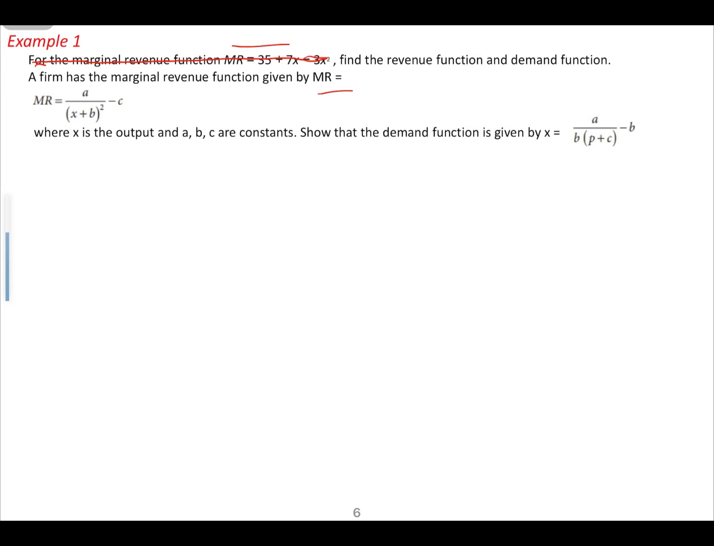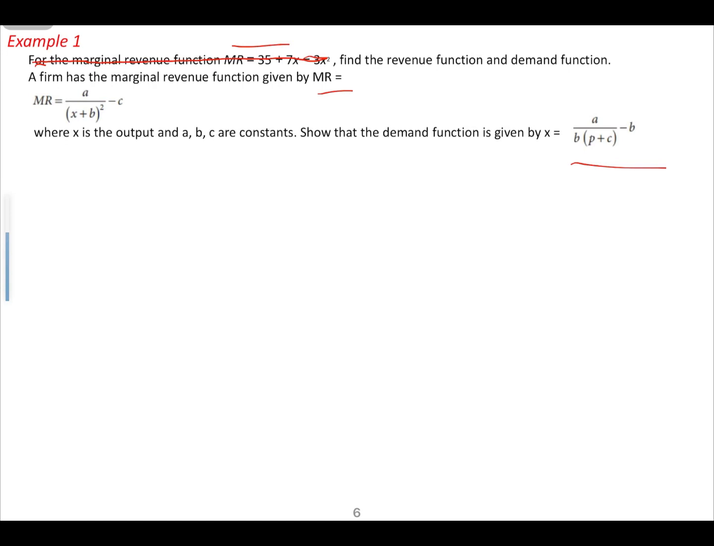A firm has the marginal revenue function given by MR equal to A over (X plus B) all squared minus C, where X is the output and A, B, C are constants. We should show that the demand function is given by X equal to A over B into bracket (P plus C) minus B, as you can see over here. So let's solve this example.